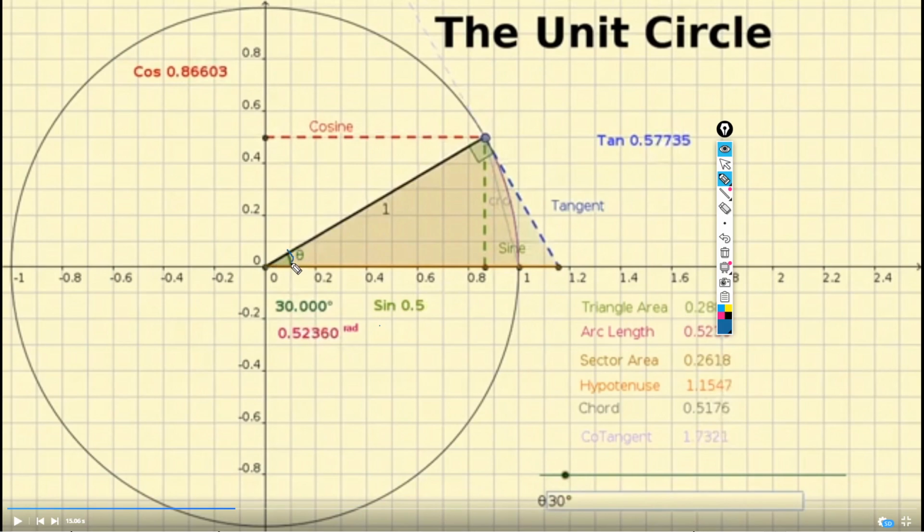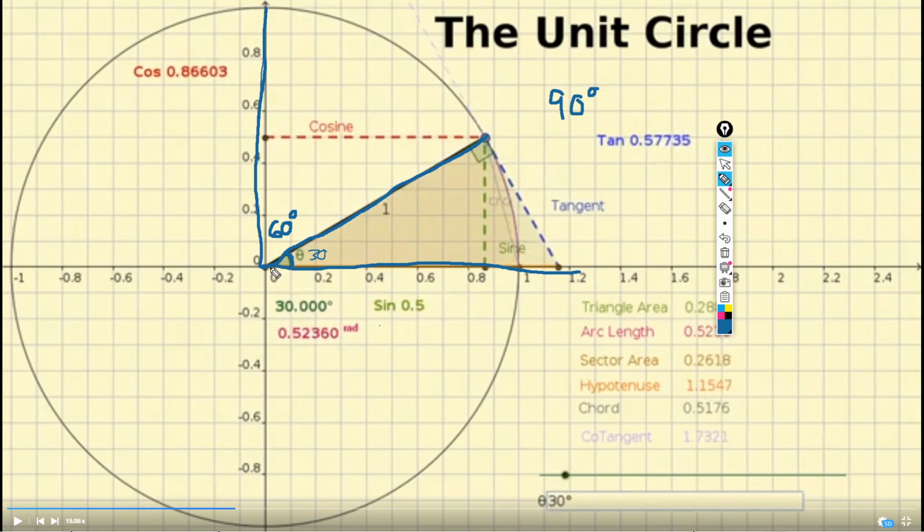This is 30 degrees, okay? And remember, this whole quadrant is 90 degrees. So when this is 30, right here, 90 minus 30 is what? It's 60 degrees. Okay? Hang with me here.